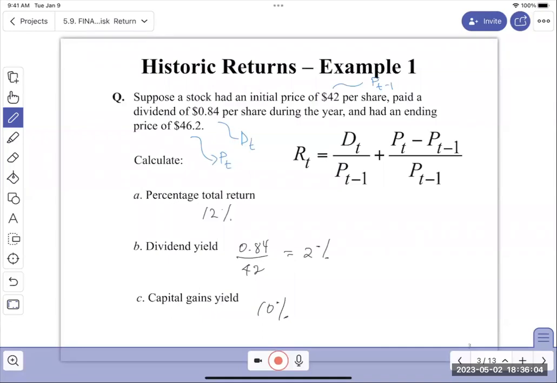So the new price is a little higher, 46.2 minus the old price, 42, divided by the original price. Oh no, it's lower. No, it's not. Initial price, 42. So it's not the dividend that is the return, it's mostly capital gains.